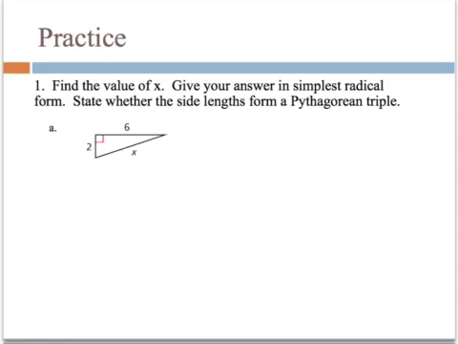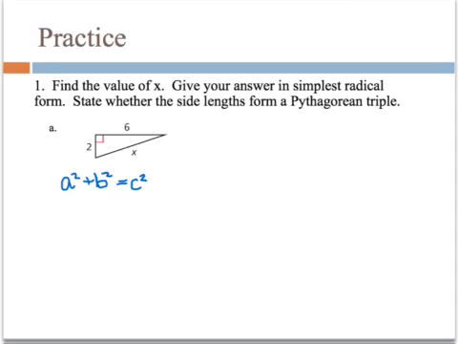Okay, let's start by practicing problem 1a. Find the value of x. Give your answer in simplest radical form. We want to state whether the side lengths form a Pythagorean triple. So we're going to start by filling in the Pythagorean theorem. And that is going to be a squared plus b squared equals c squared.